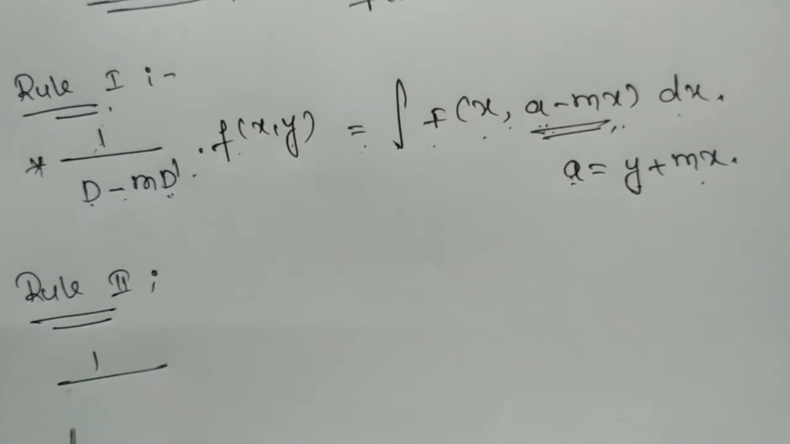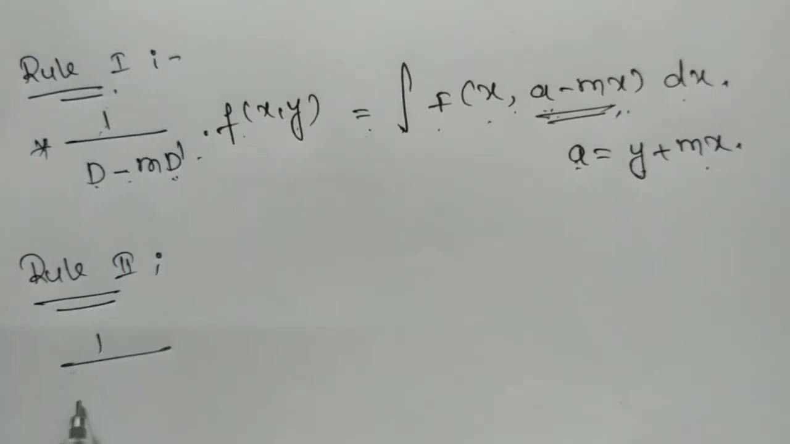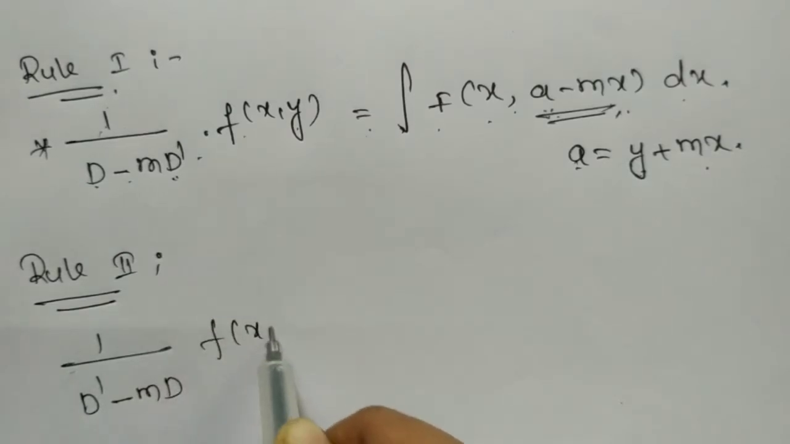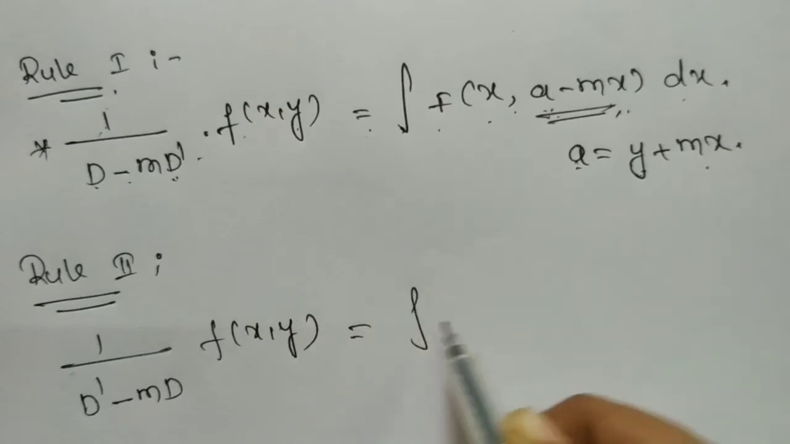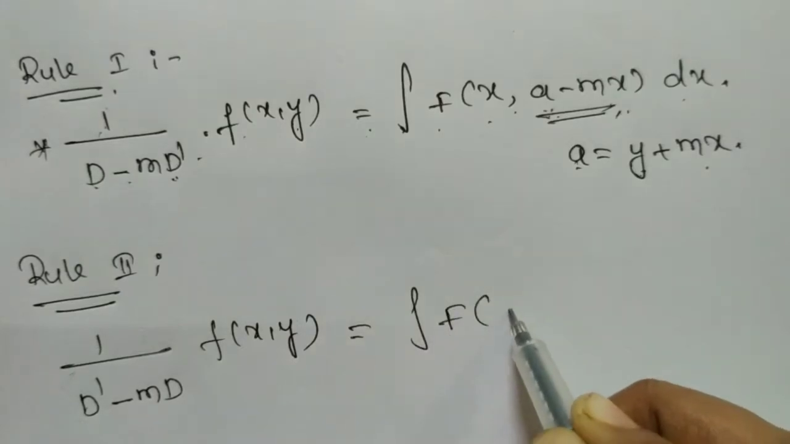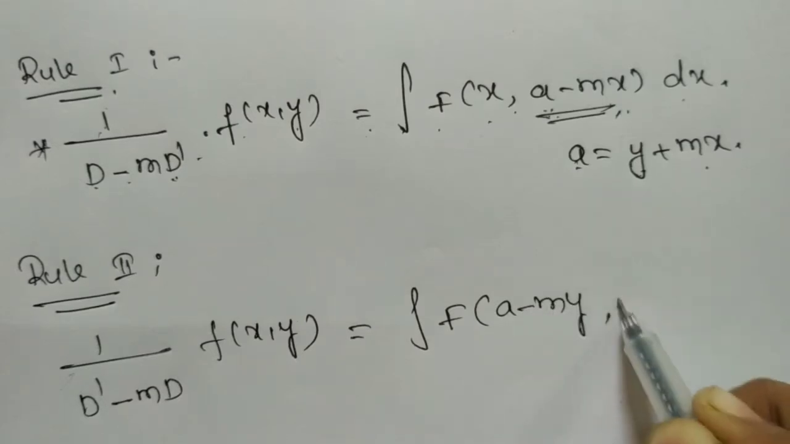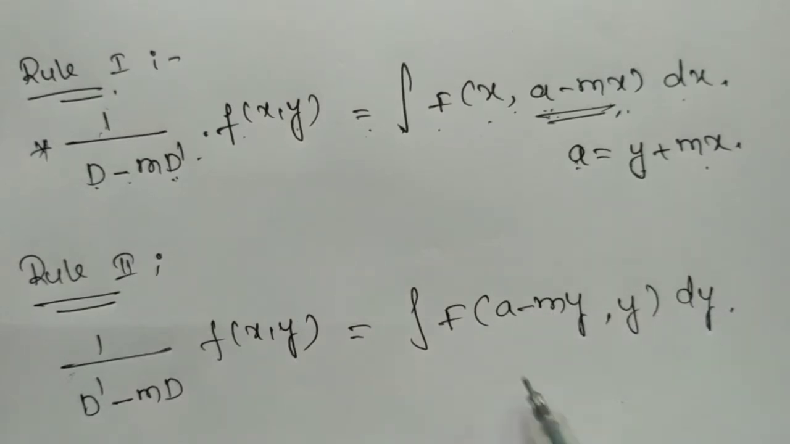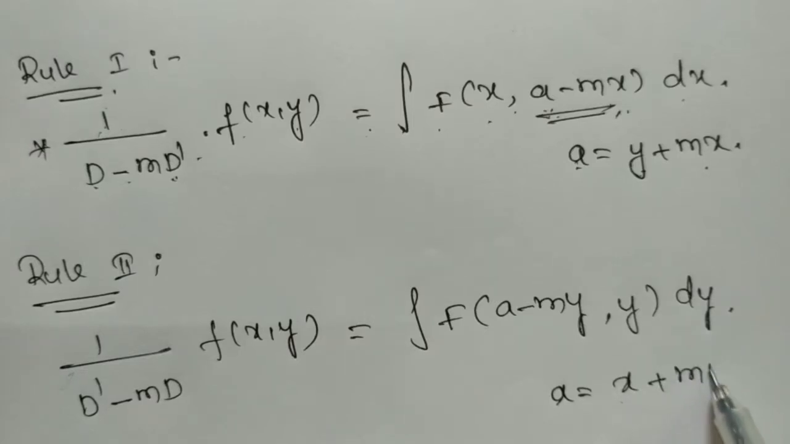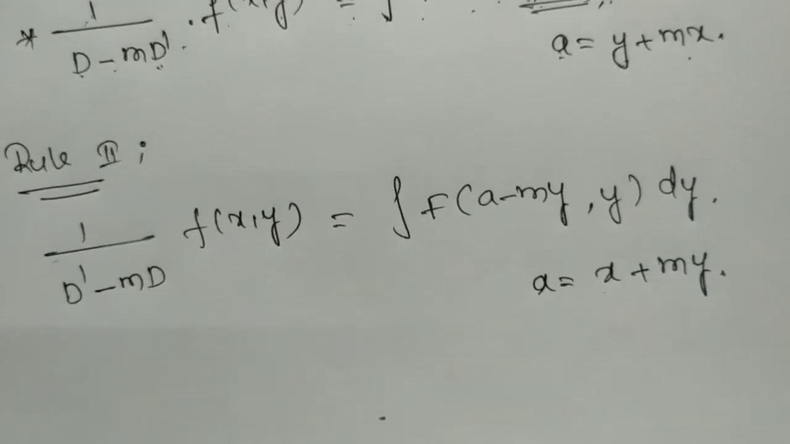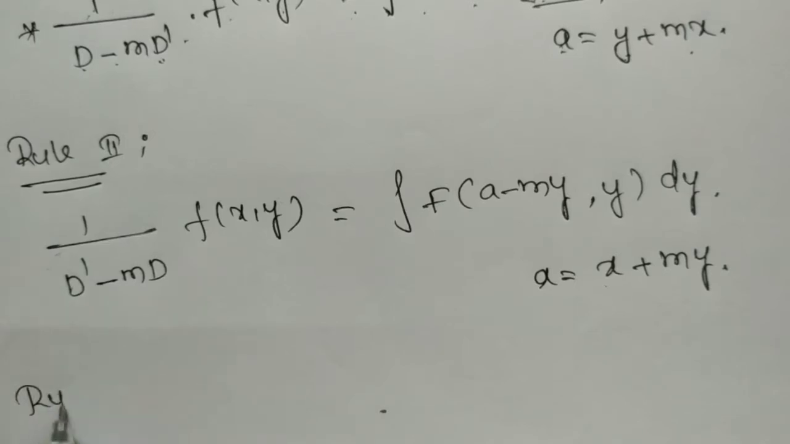Next I am writing rule 2. If the differential equation is of the form 1 by D dash minus mD into f of x, y, it equals the integration of f of a minus my, y into dy, replacing x. What is the value of a? a equals x plus my. Next, coming to rule 3.